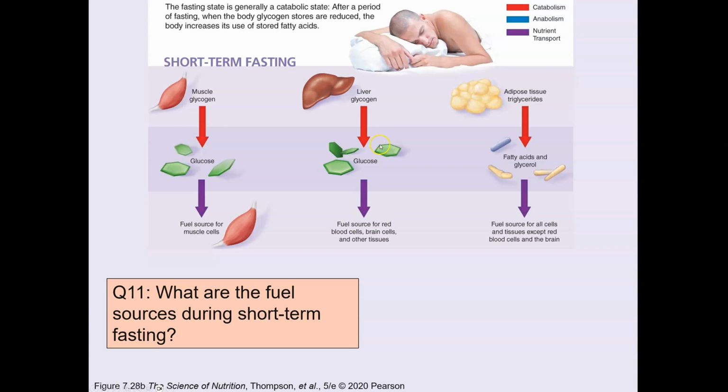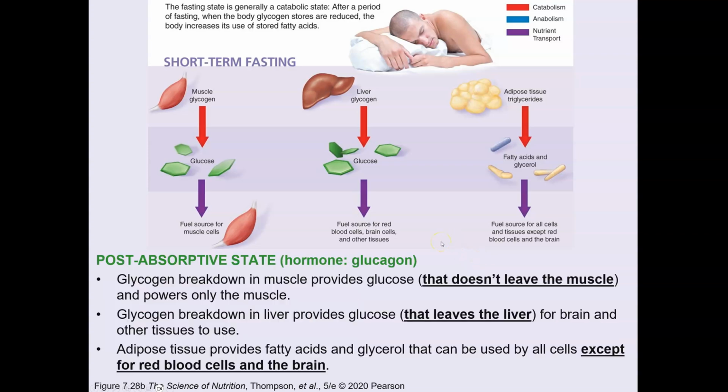That's different from the liver. The liver breaks down glycogen to glucose, and then the glucose can leave, and that's a fuel source for red blood cells, the brain, and pretty much everybody else. And fat is broken down to a glycerol backbone and 1, 2, 3 fatty acids. That can be used by all cells except for red blood cells and the brain, which is pretty important. So that means you can't just have fat. You need to have some glycogen too, because the red blood cells and the brain need that.